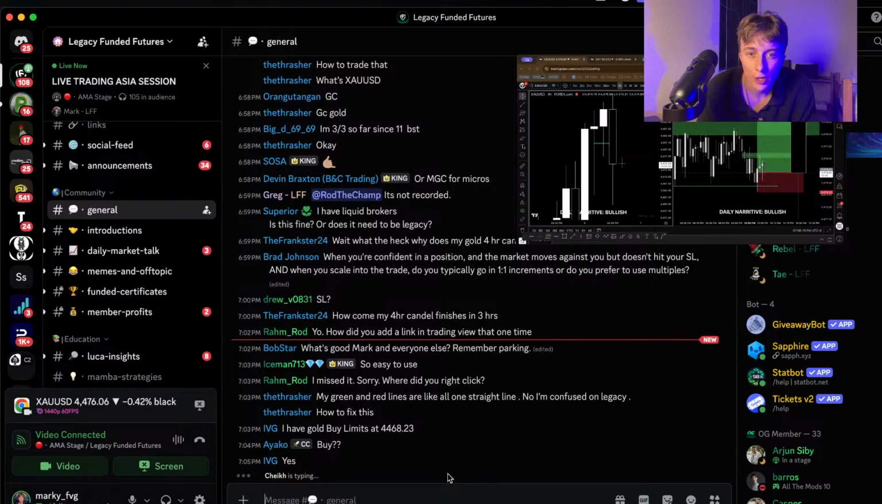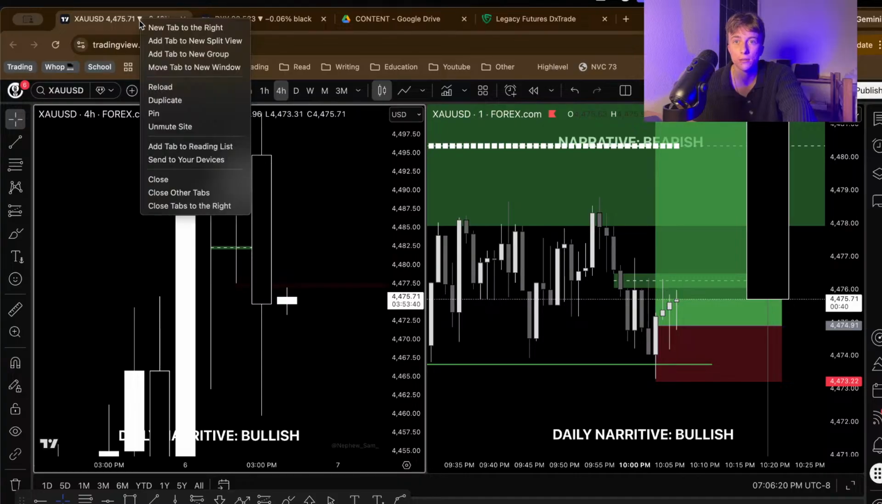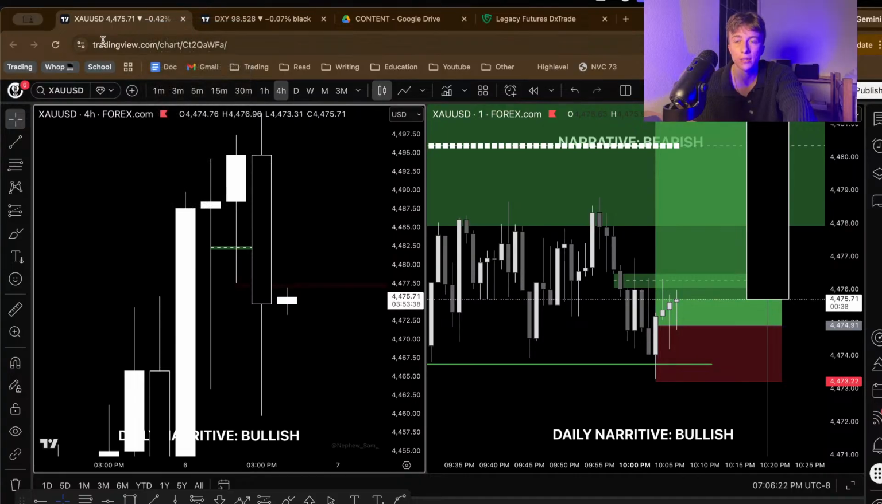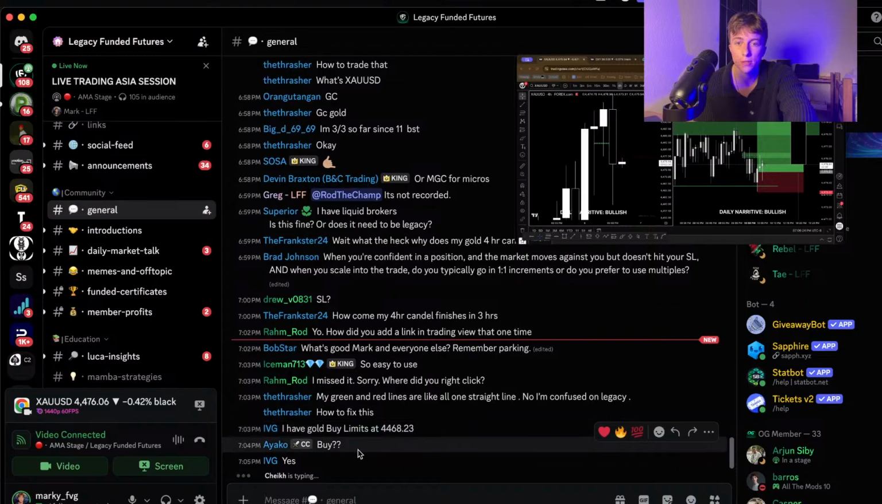I missed it, sorry. Where did you right click? You right click the tab at the top of the screen. You click the tab, sorry. I should have been specific. You click the tab.